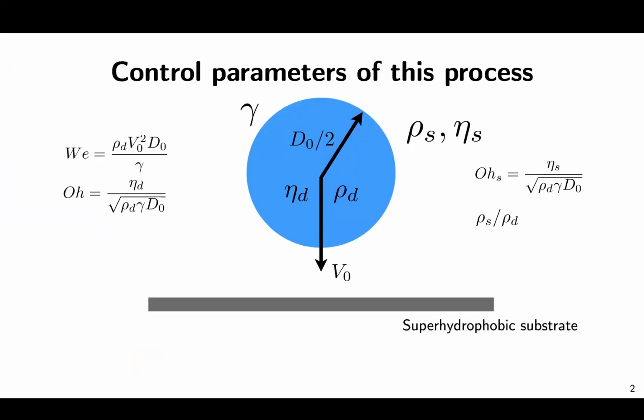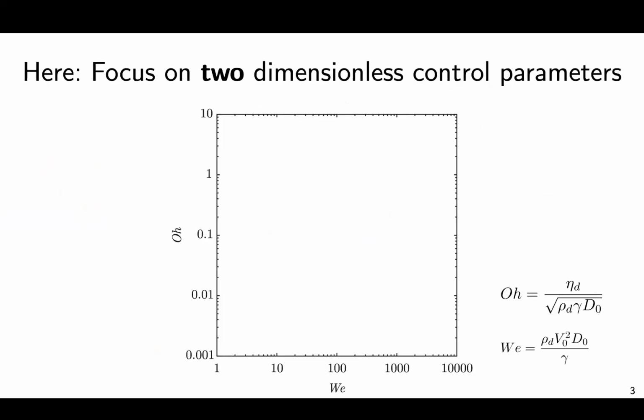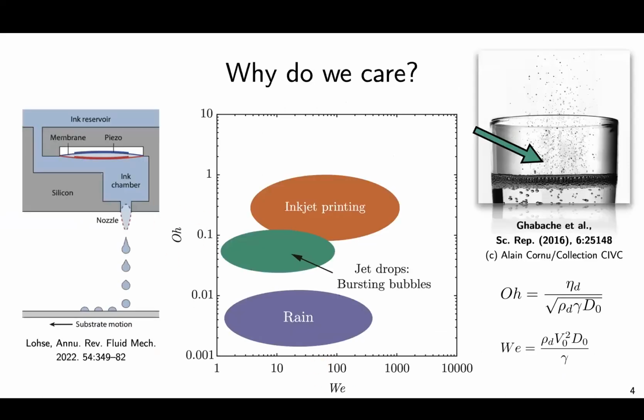So of course, this process is controlled by different dimensionless parameters, and the ones that we care about in this talk are the Weber number and the Ohnesorge number. The Weber number is the inertia of the impact as compared to the surface tension of the droplet, and the Ohnesorge number is nothing but a dimensionless viscosity. We can illustrate this process in this Ohnesorge versus Weber number phase space. This process is quite relevant both from an industry point of view, in inkjet printing and so on, and for natural processes such as rainfall.